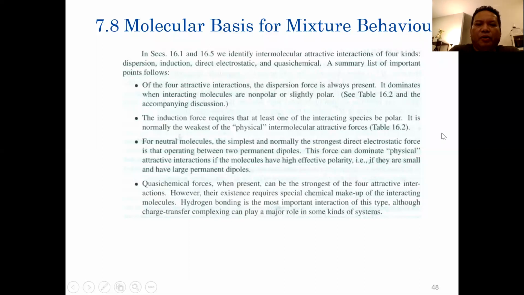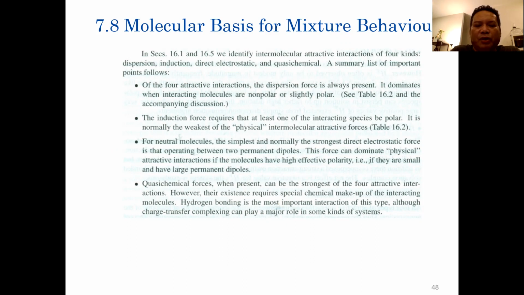7.8, molecular basis for mixture behavior. We have identified intermolecular attractive interactions of four kinds: dispersion, induction, direct electrostatic, and quasi-chemical. A summary of the important points: of the four attractive interactions, the dispersion force is always present. It dominates when interacting molecules are nonpolar or slightly polar. The induction force requires that at least one of the interacting species be polar. It is normally the weakest of the physical intermolecular attractive forces.